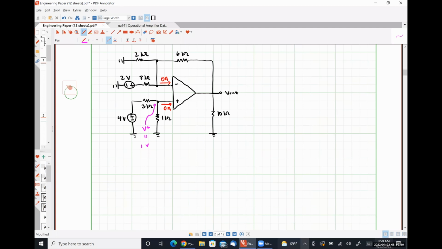The voltage drop over the 1 kilo ohm resistor is the voltage V plus, because it's the voltage measured at that node with respect to ground. So between the non-inverting input terminal node and ground is literally the 1 kilo ohm resistor. So V plus is just the voltage drop over the 1 kilo ohm resistor. Is that okay?